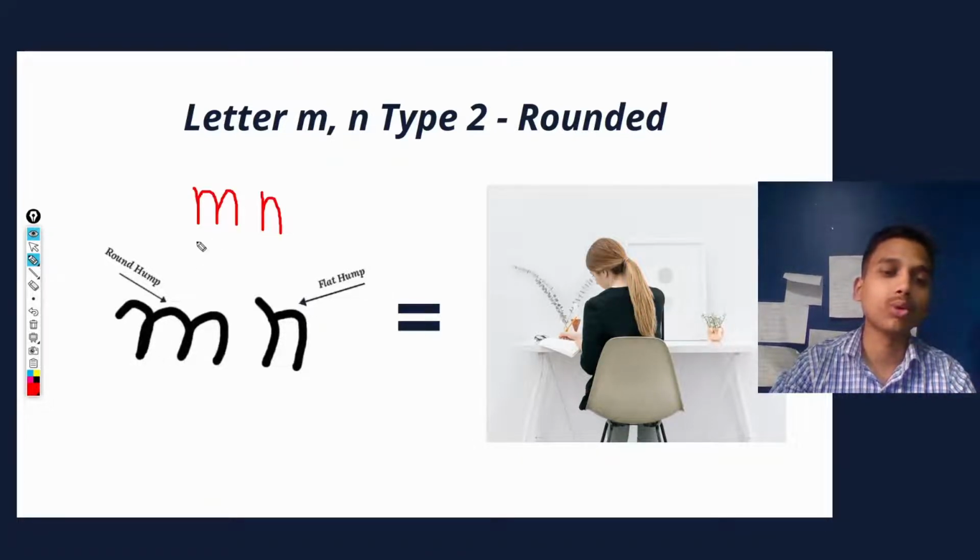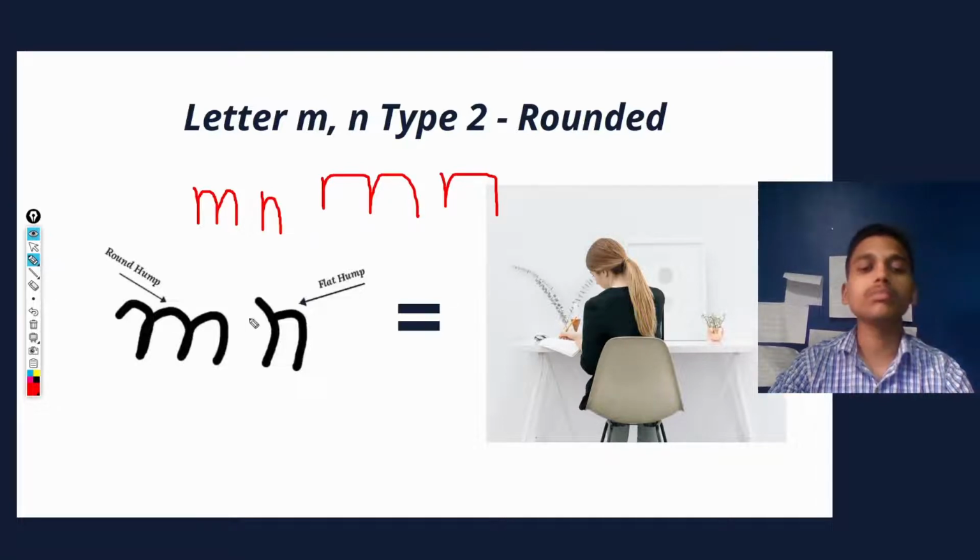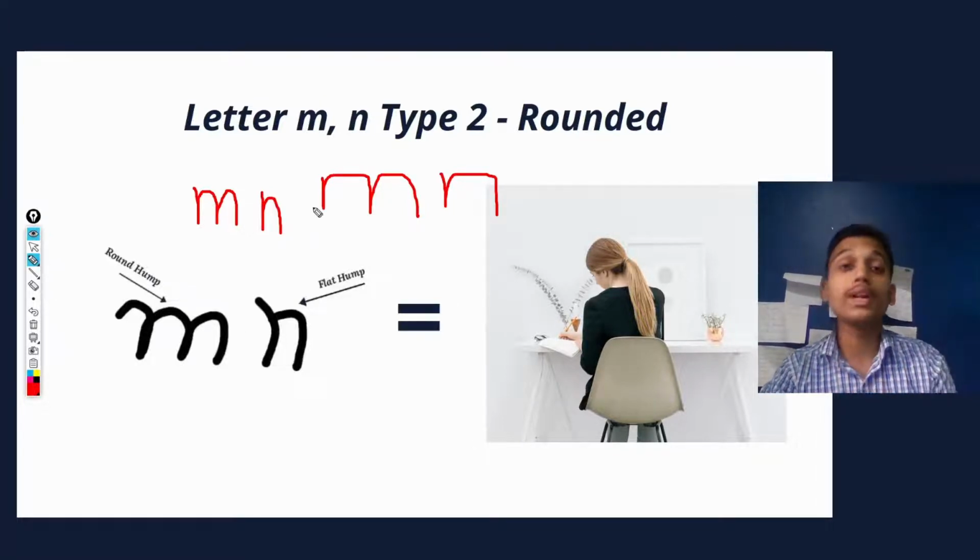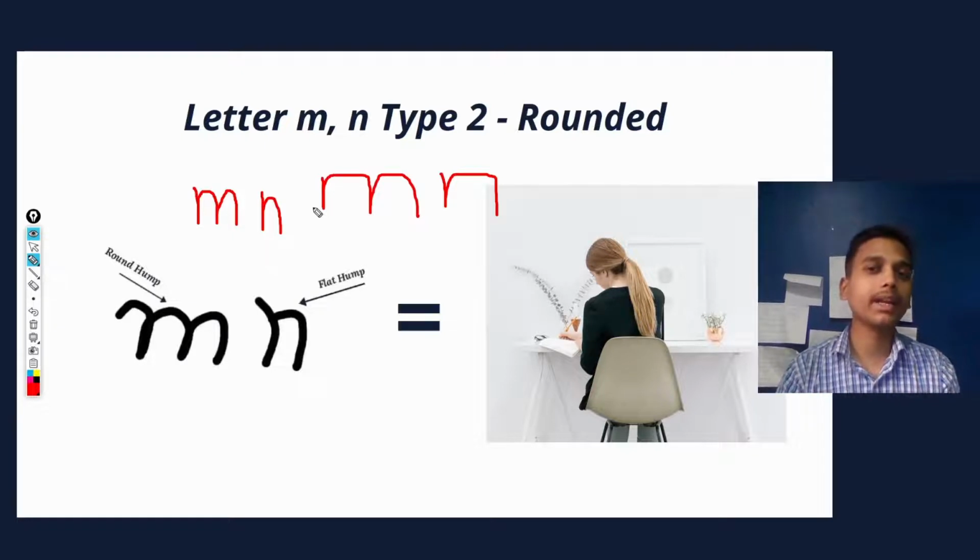The distance is more here, the distance is less here, while you will find letter M and N like this as well. So this all falls under the rounded category. Any letter M and N which is not angular falls under this category.